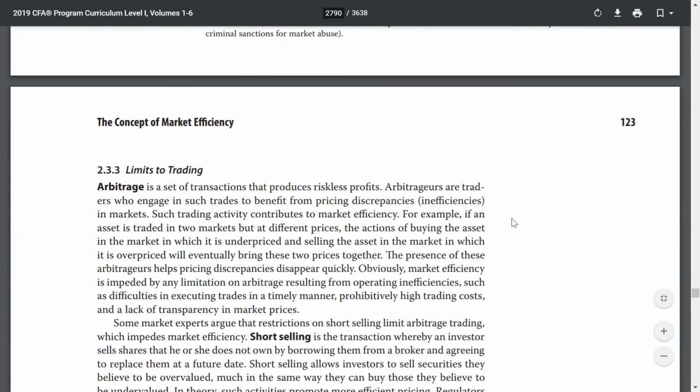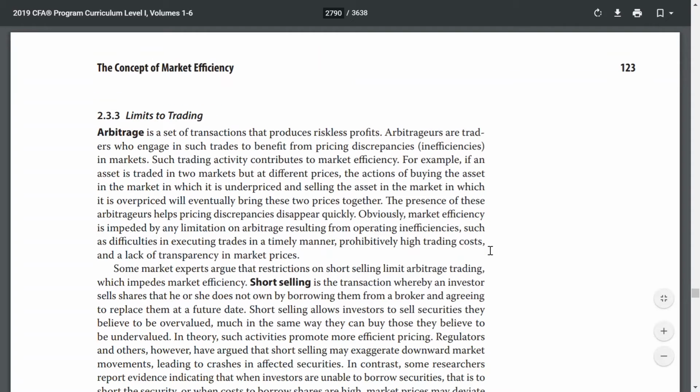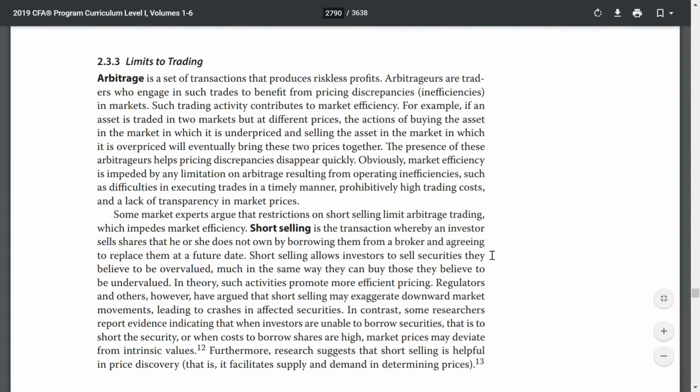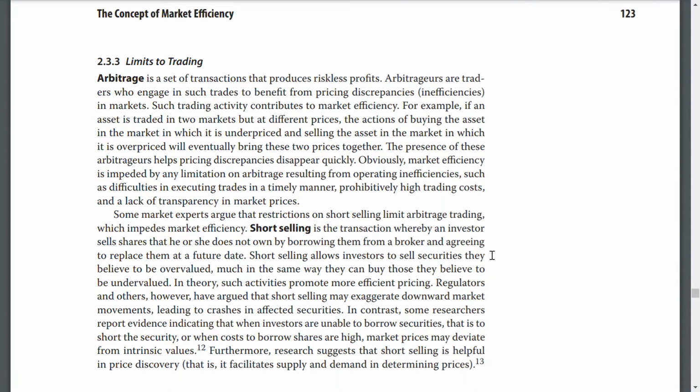Limits to trading. Arbitrage is a set of transactions that produces riskless profits.